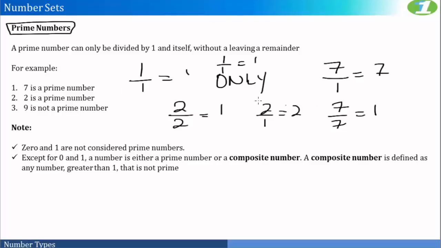Now, 9 is not a prime number for the same reason that 7 is a prime number, as 9 can be divided by a number that is not 1 or itself, which is 3. All right, so 9 divided by 3 is 3.